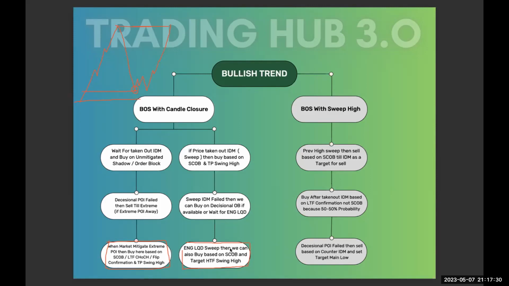And the second one is the price tap on higher time frame order block or PUI, right? Then you need a chalk or flip.